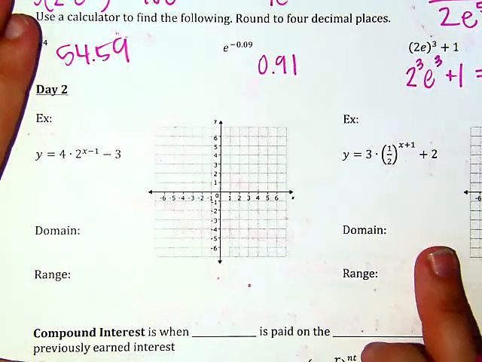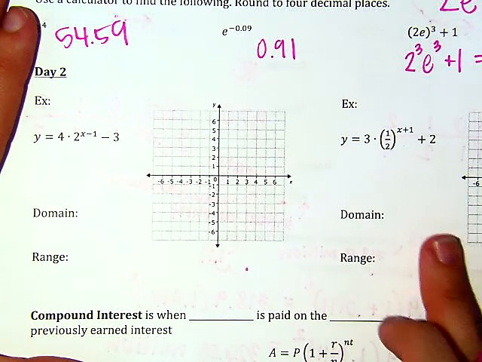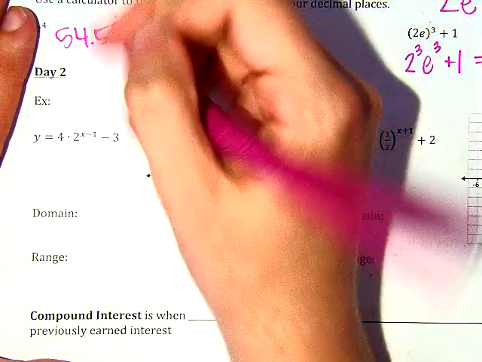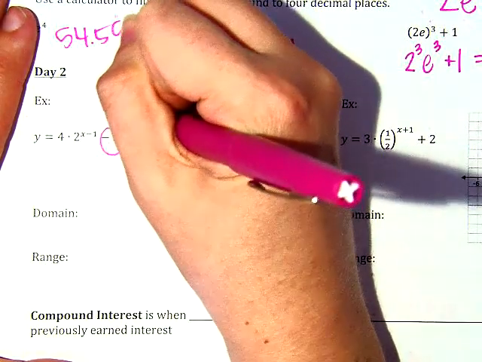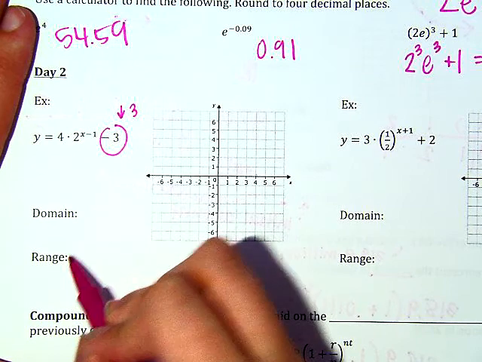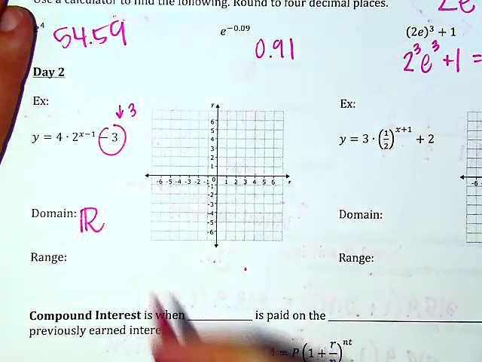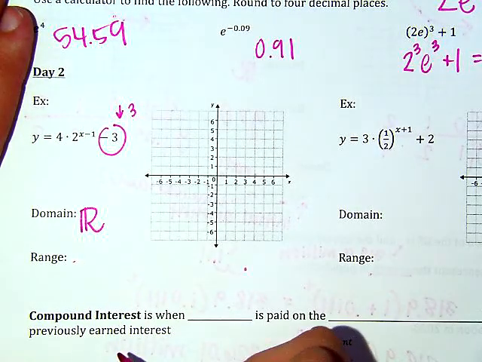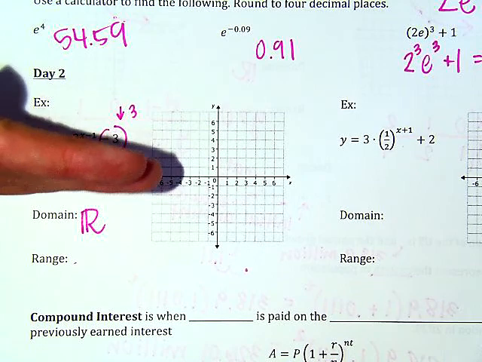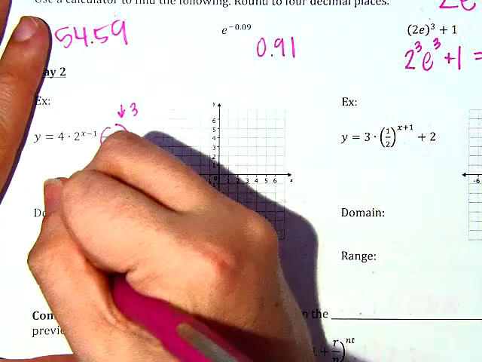Moving on here to day 2. Day 2, we did the easy graphs like this. Now we're going to do the more difficult ones. So basically what this does, on the outside, it moves it down 3. So that's going to affect my range. My domain is still going to be all real numbers. My range is moved down 3. So instead of being y bigger than 0, it's going to be y bigger than -3.